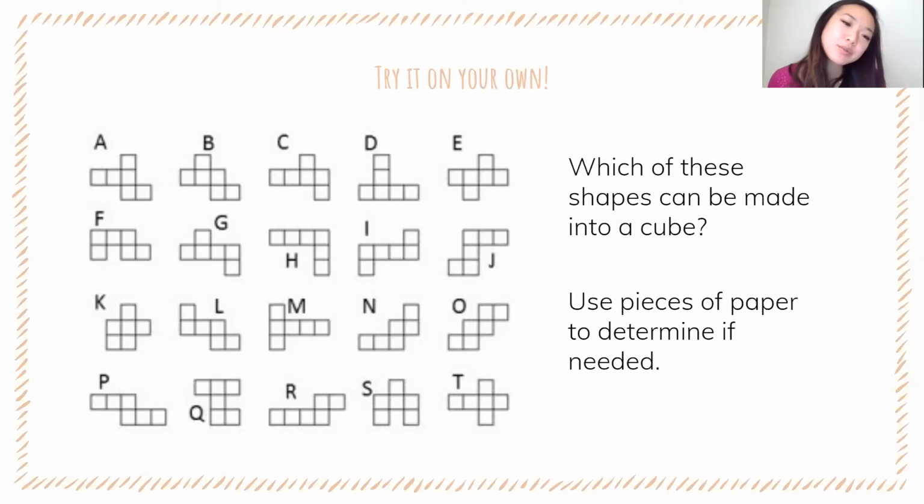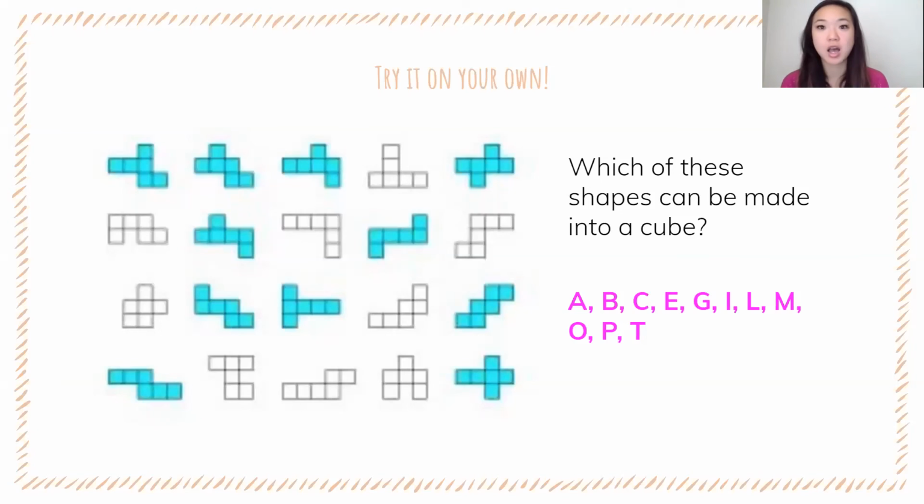All right, I hope you guys were able to get all of those answers for this one. So I'm not going to cut and do each single one, because that might take me a really long time. So I'm just going to give you guys the answers. So which of these shapes can be made into a cube? So A can be made into a cube. That's that first one in the top corner.